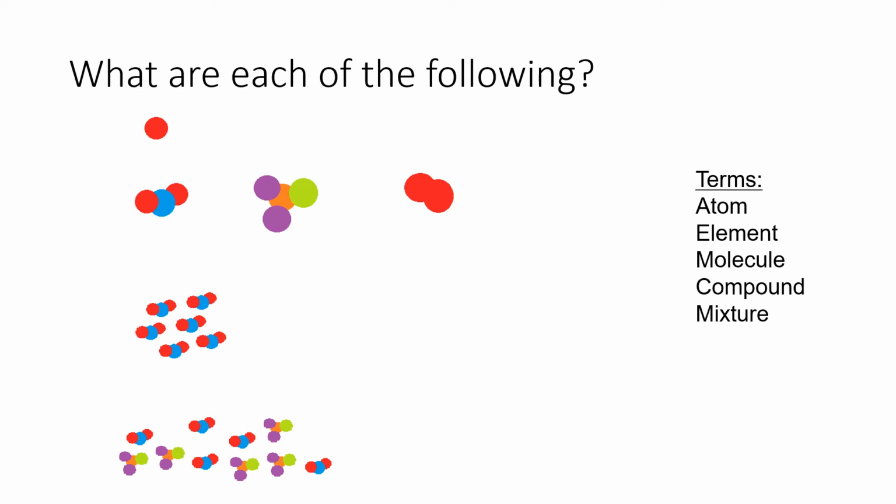Okay, so take a moment, see if you can figure out what each of these things are. So our terms that we're working with are atom, element, molecule, compound, and mixture. So this is like a Science 8 throwback here.